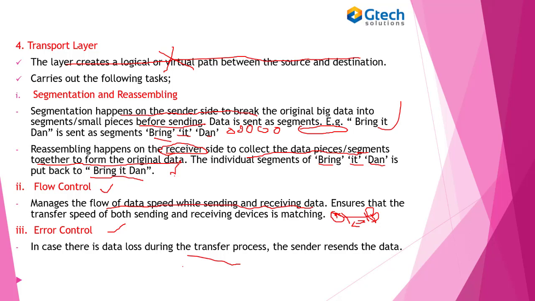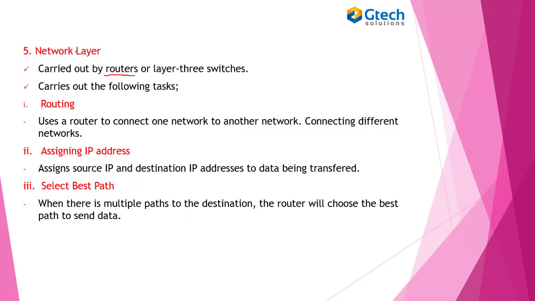Let's go down to another layer. Network layer. Mostly the devices that are applicable here are layer 3 routers and layer 3 switches. Layer 3 switches are also called multi-layer switches. They carry both routing and switching technologies. So I hope you understand that.